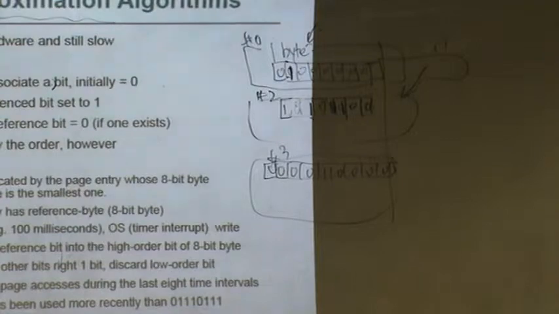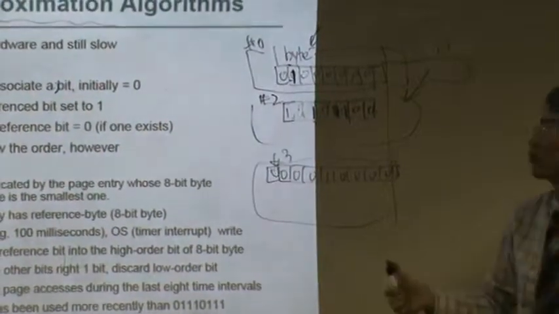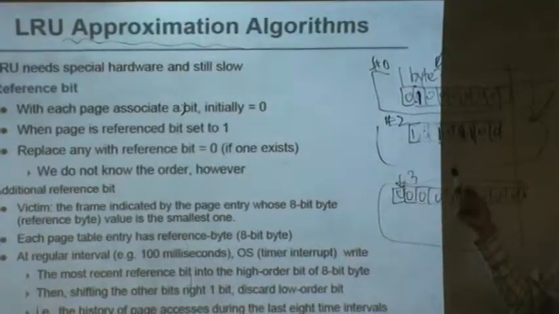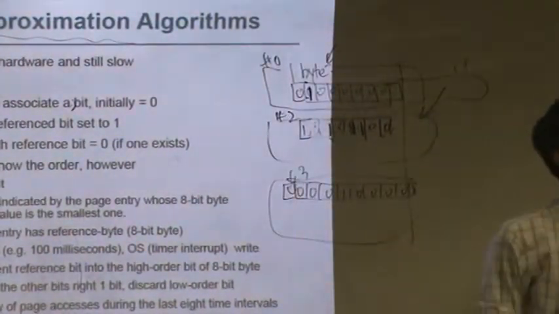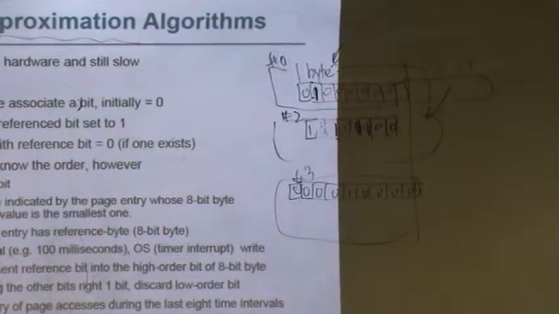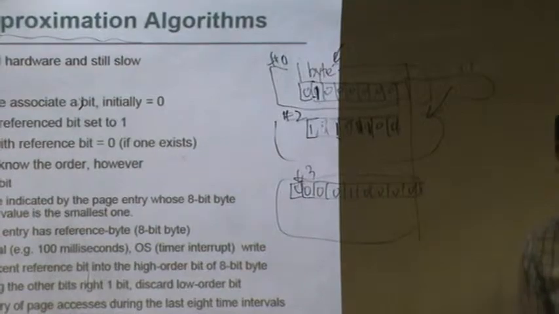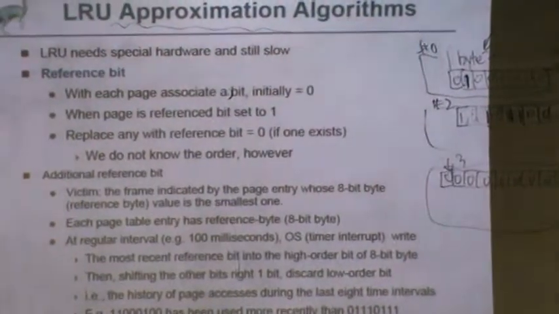In case of a tie, you need to decide on a tie-break value, like for example the lowest number or first in first out, something like that. That is the least recently used approximation algorithm using the reference bit. It doesn't have to be, let's say, an 8-bit. Yes, every page has that.